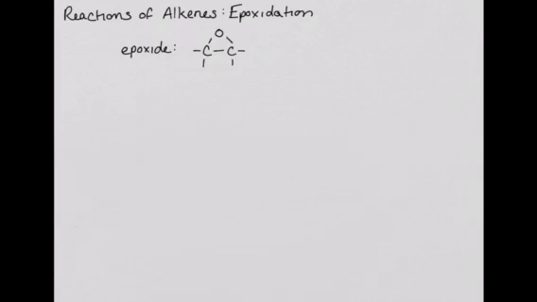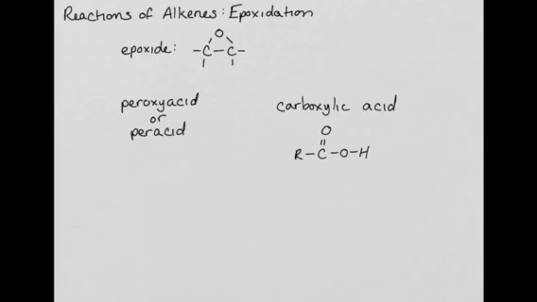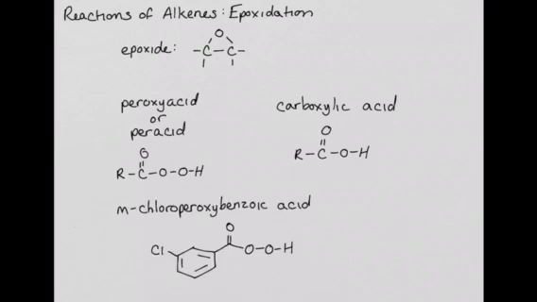To synthesize an epoxide from an alkene, we use something called a peroxy acid, or a per acid. Remember that a carboxylic acid has the general formula RCO2H. A peroxy acid or a per acid has a peroxide within the carboxylic acid functionality. The most commonly used peroxy acid is called m-chloroperoxybenzoic acid, and its structure looks like this. m-Chloroperoxybenzoic acid is often abbreviated mCPBA.